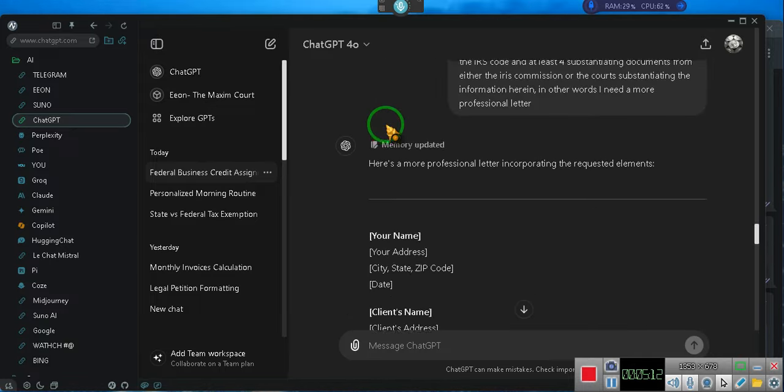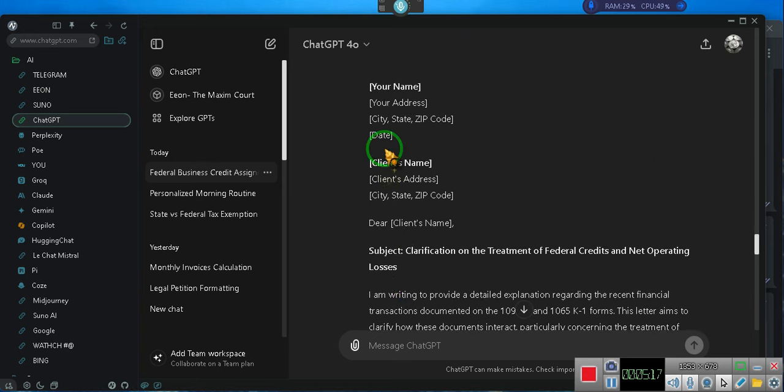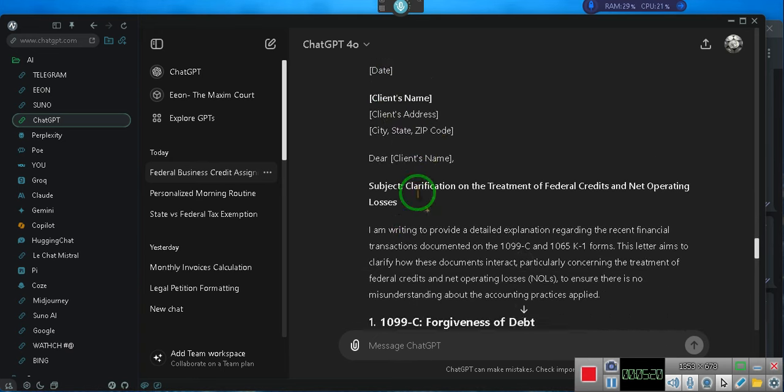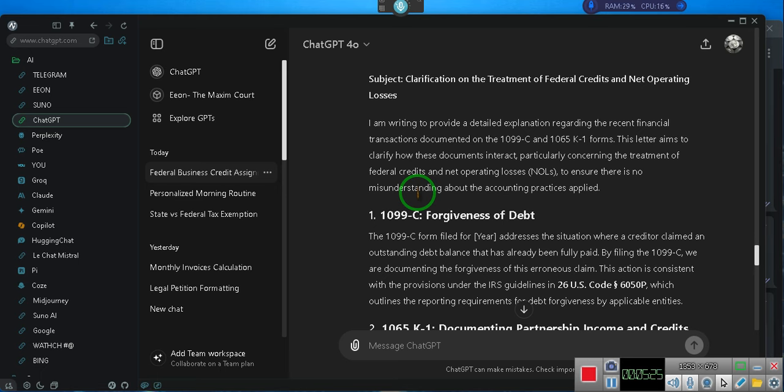Here's a more professional letter. Requested elements: your name, your address, city, state, zip code, date, client's address, city, state, zip code. Dear client's name, subject: clarification on the treatment of federal credits and net operating losses. I am writing to provide a detailed explanation regarding the recent financial transactions documented on the 1099-C and 1065 K-1 forms. This letter aims to clarify how these documents interact, particularly concerning the treatment of federal credits and net operating losses, NOLs, to ensure there is no misunderstanding about the accounting practices.